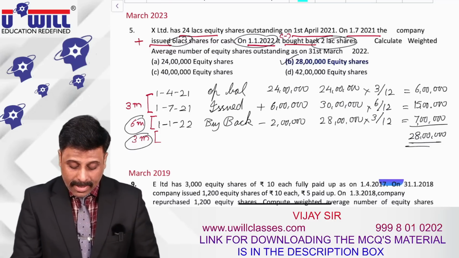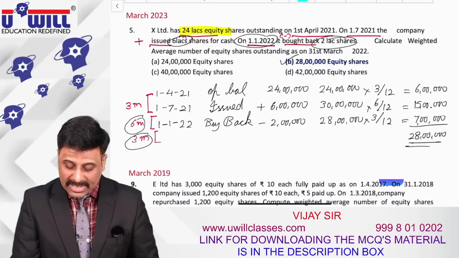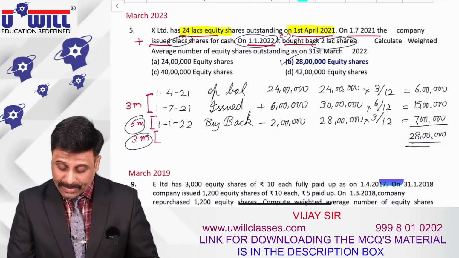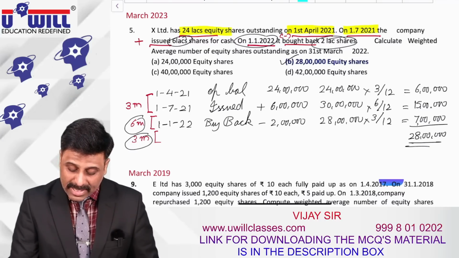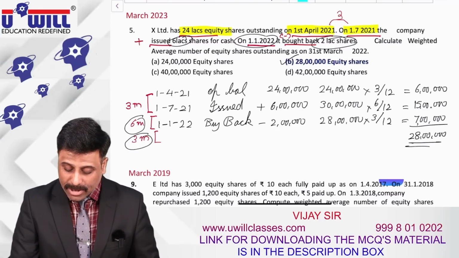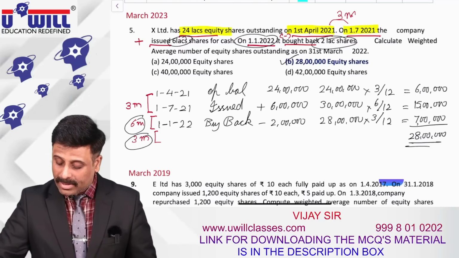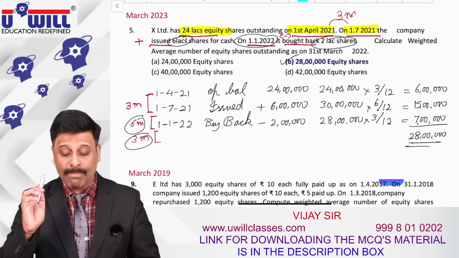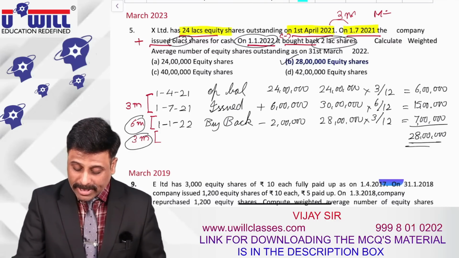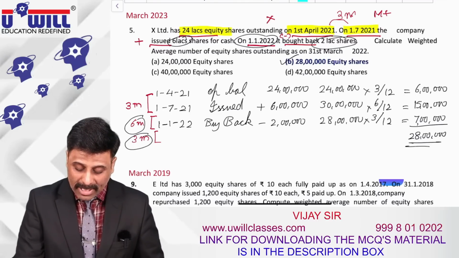Understand it. Company has 24 lakh equity shares outstanding on 1st April 21. Now on 1/7/21, so here itself we know April, May and June, the gap is 3 months. Now all of you do as I am saying in your calculator, 24 lakhs into 3 divide by 12 and press M plus. M plus को आप press करें calculator में. Okay? इन दोनों को multiply करके.